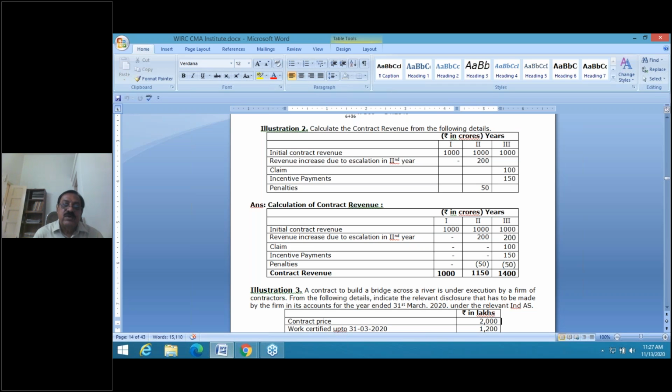Second year, over and above 1000 rupees, 200 escalation is approved, so it will be added, 1200, but a penalty is levied on the contractor for 50. So 1200 minus 50, 1150 will be the contract revenue. And third year, 1000 plus 200 escalation clause, 1200, plus claim approved 100, plus incentive payments eligible 150, minus second year's penalty 50. That way it comes to 1400. So a question may come based on this, whether it is to be added or not to be added, friends. So this is regarding contract revenue.